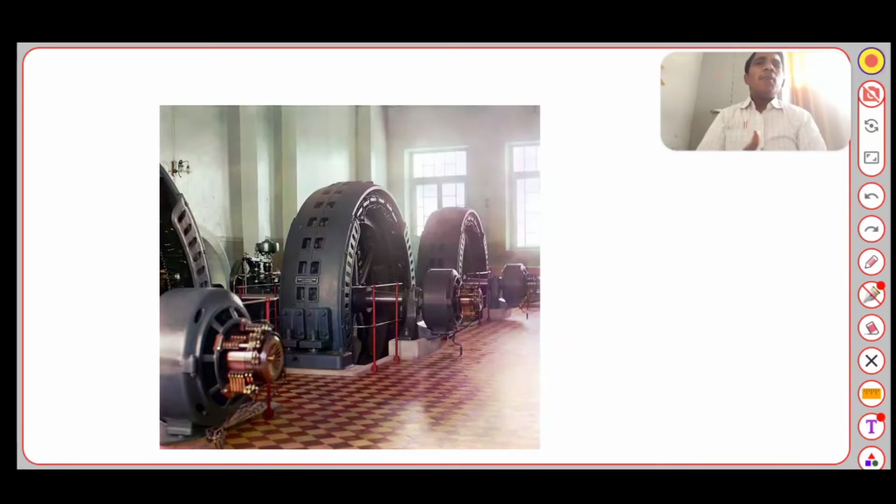It is desirable and necessary to protect each element from a variety of fault conditions. Each and every element of the power system, that is generation, transmission and distribution.